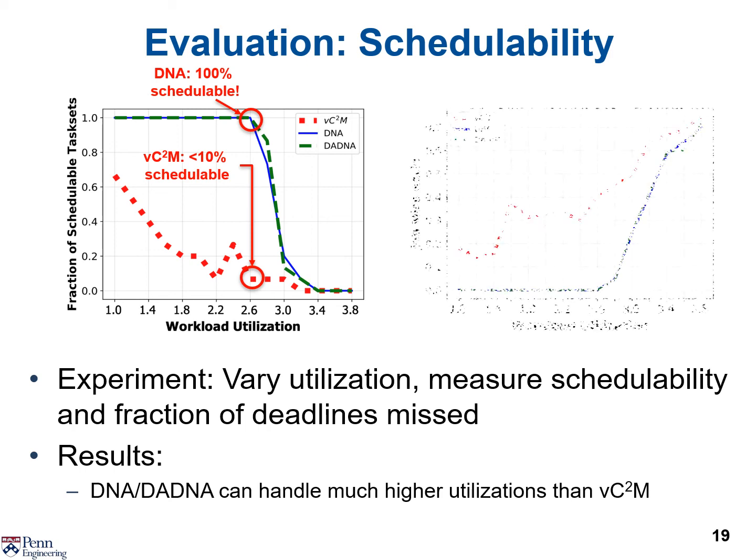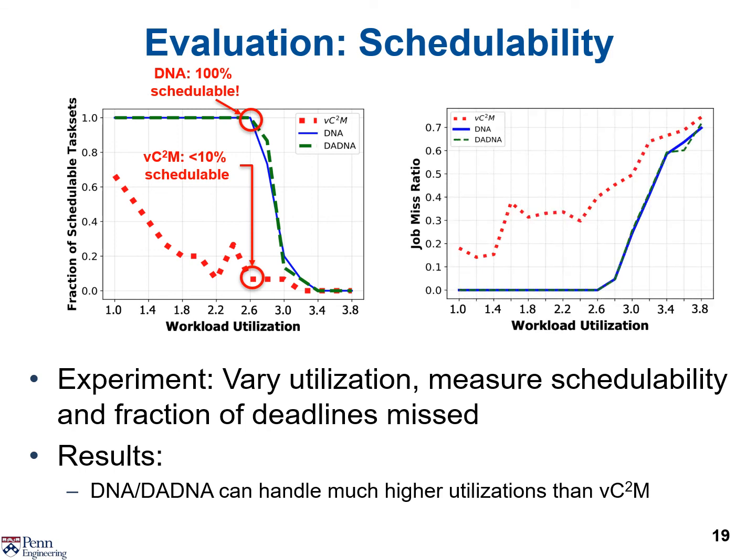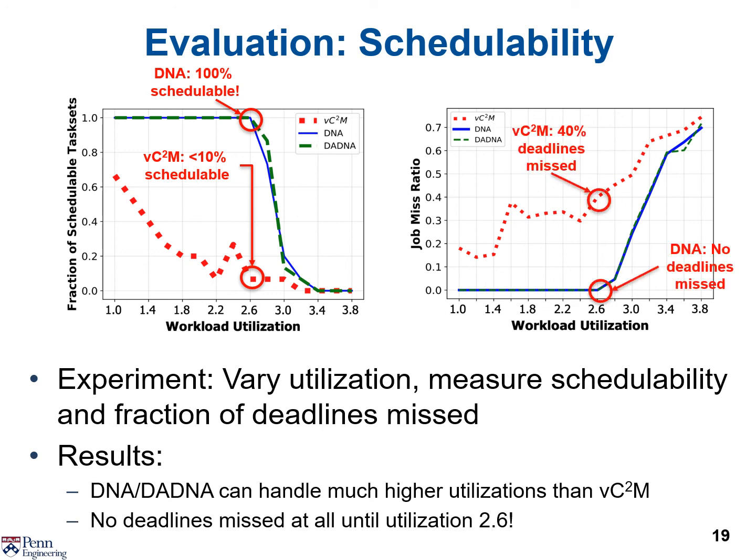Our next graph shows individual job schedulability by plotting the job miss ratio over the same utilization range. Just like before, we can see that DNA and DADNA are able to significantly outperform VC²M. At the same 2.6 utilization, DNA and DADNA successfully schedule every job while VC²M misses 40% of its deadlines. These two graphs highlight that DNA and DADNA are able to accommodate substantially larger loads, due in part to providing far more efficient resource utilization compared to a static algorithm.